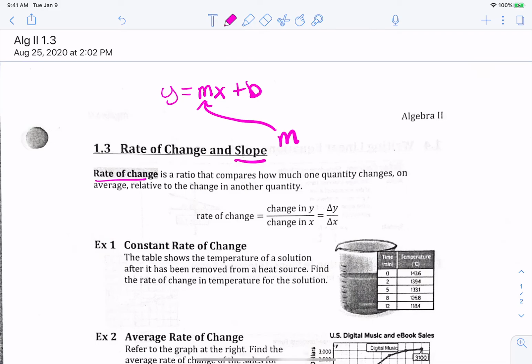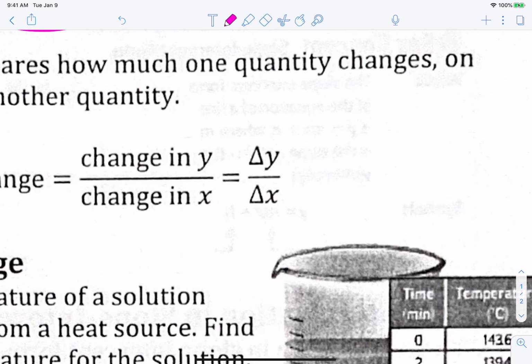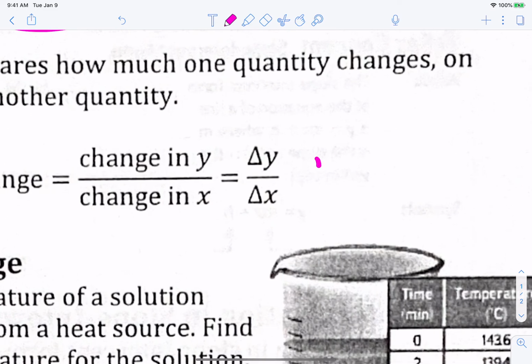So rate of change is a ratio that compares one quantity changing over another quantity. A lot of times you'll see this like miles per hour. So the rate at which you are traveling in miles divided by the amount of time it takes in hours, miles per hour is a rate, okay? And you always do the change in y over the change in x when you have points, because it is the rise over the run. You guys have heard that before for slope, right?